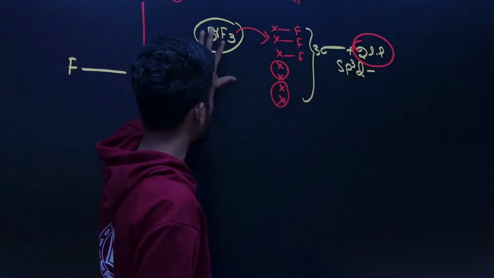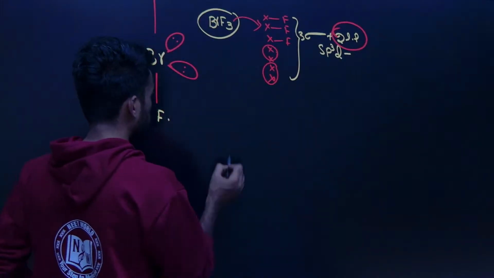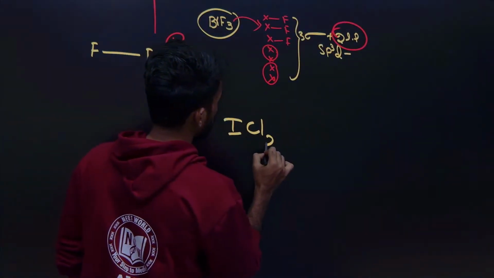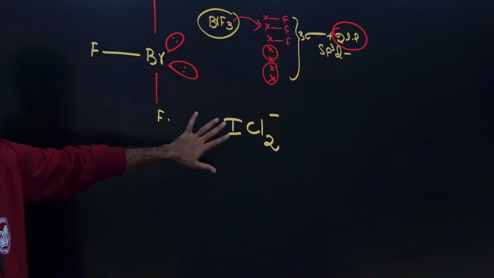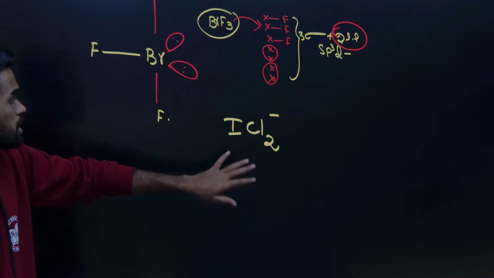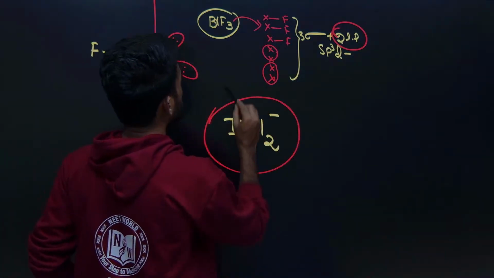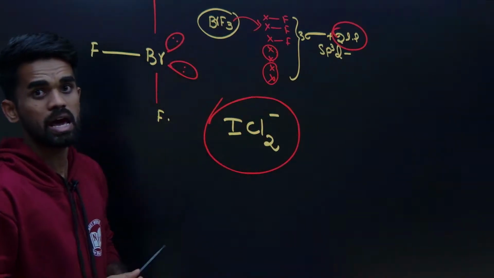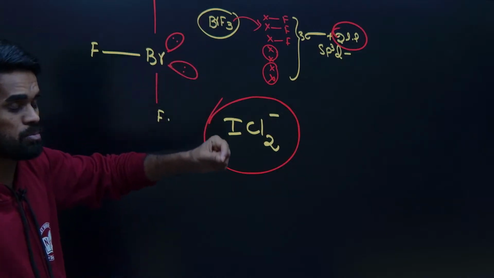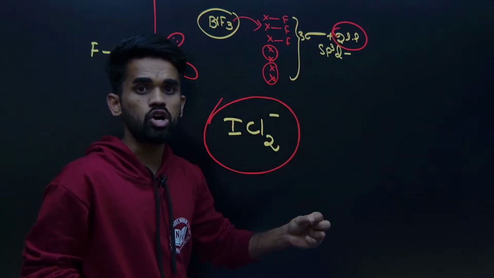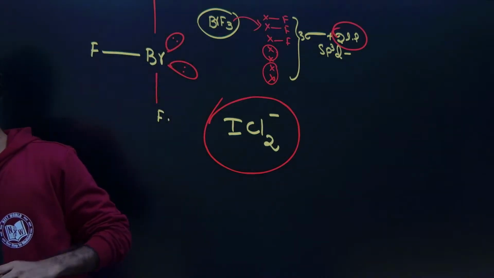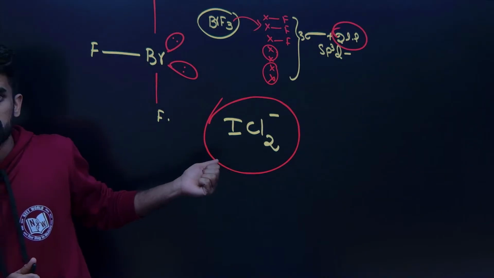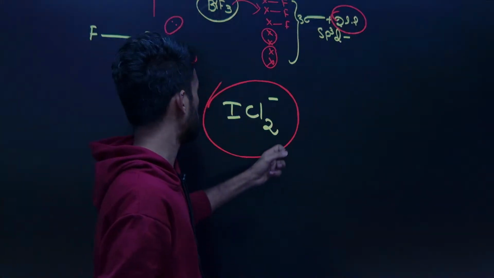Next, can you tell me what could be the structure and geometry for ICl2 minus? Just try this and tell me in the chat box, because many questions are asked on different interhalogen compounds, like identify their hybridization or identify their geometry, structure or shape. Hope you got the complete concept on this and you are able to do this now.